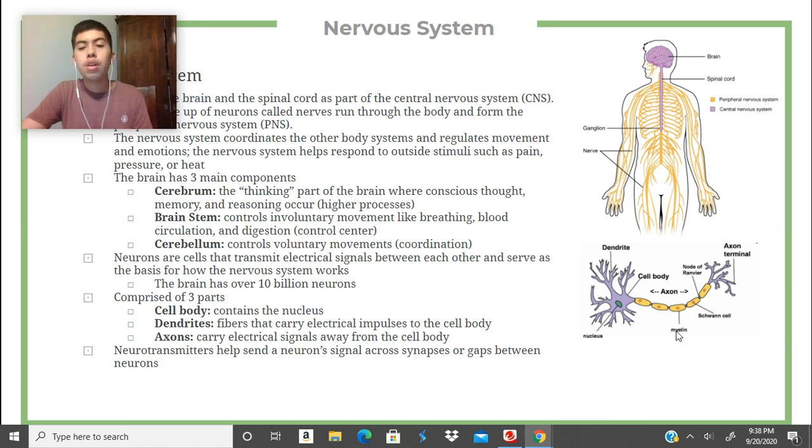And then down here, we have an example of a neuron. So we have dendrites that are right here by the cell body. And remember, they carry electrical signals towards the cell body. And then the axon, which runs along here, carries signals away from the cell body. So, if another neuron's over here, it would go to the dendrites, to the cell body, and out towards the axon terminals, which will send it to a different cell.